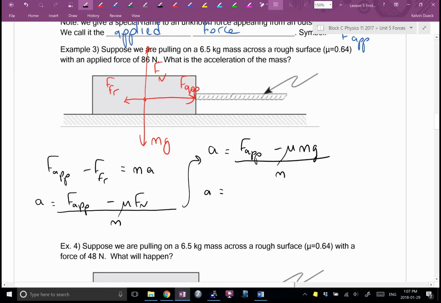I think we're good. Chloe, do I know the applied force? How big? Minus, what's mu? I don't know, what's mu with you? What's mu? 0.64. M, 6.5. G, 9.8. Divide by 6.5. Is this a fraction? Yeah. Is there more than one thing on the top? So, brackets. Get your calculators. Every one of you, try typing this in, please. This is one you have to get very comfortable typing. I like this question.